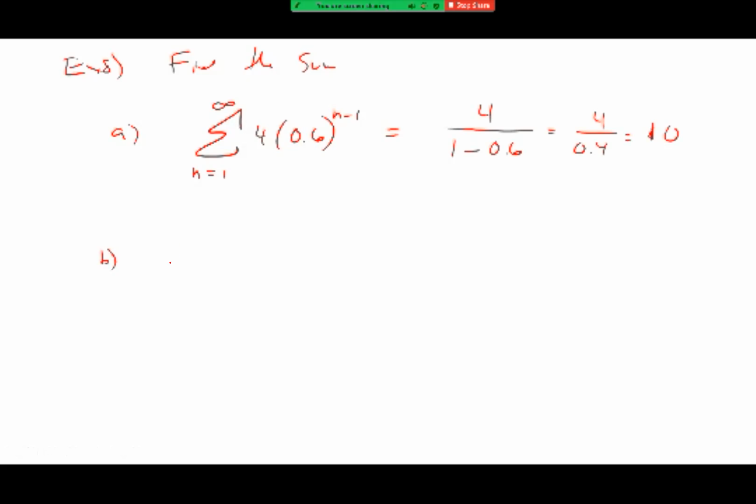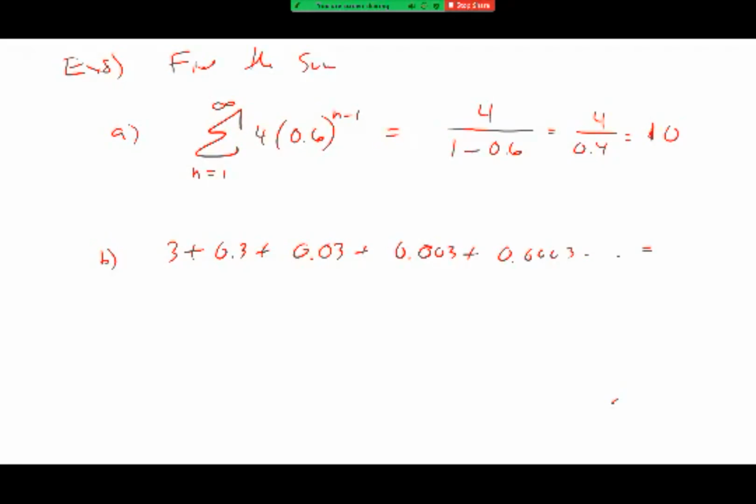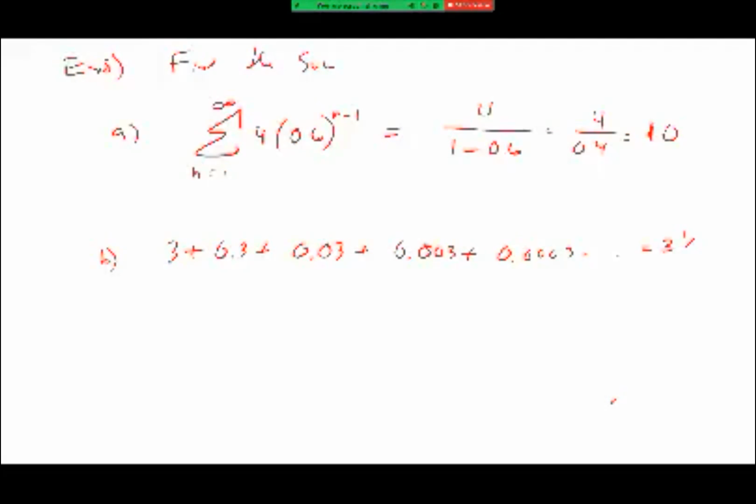Okay, a little bit more difficult one. How about this? 3 plus 0.3 plus 0.03 plus 0.003 plus 0.0003 on forever. Almost 1/3. It's going to be 3 1/3. You can also see it as what? 3 times 3 is 9, plus 1 is 10. 10/3, right? You can see it as 10/3 as well.